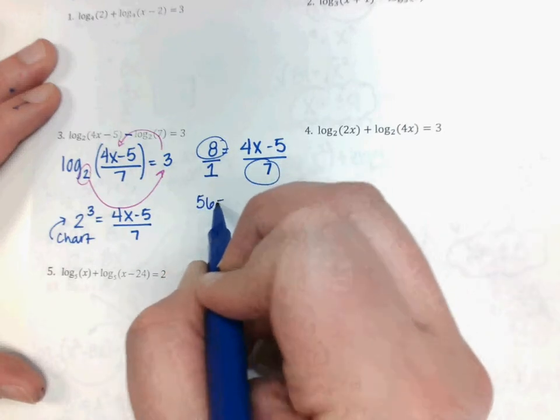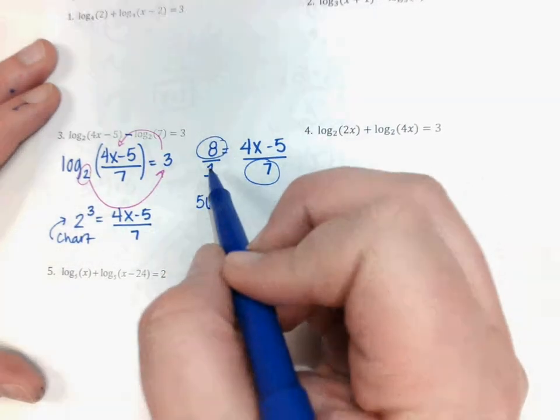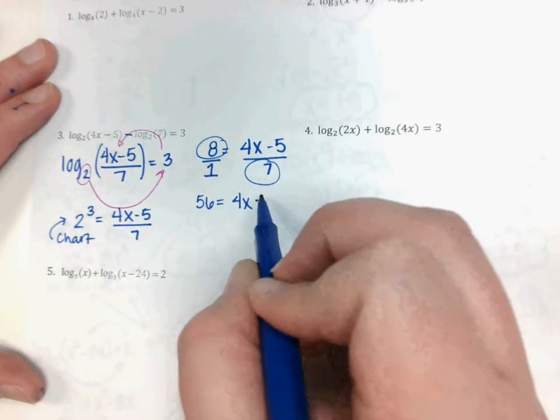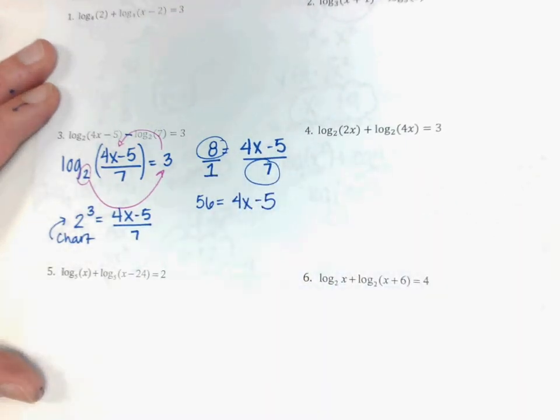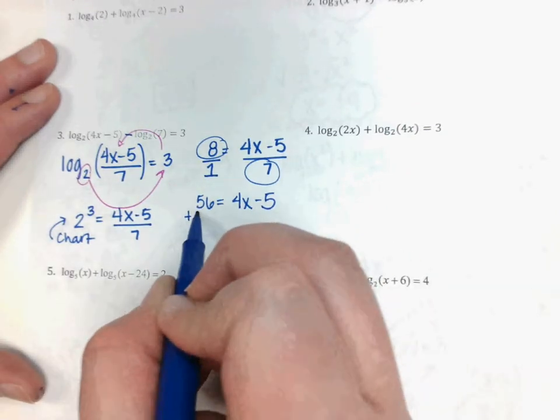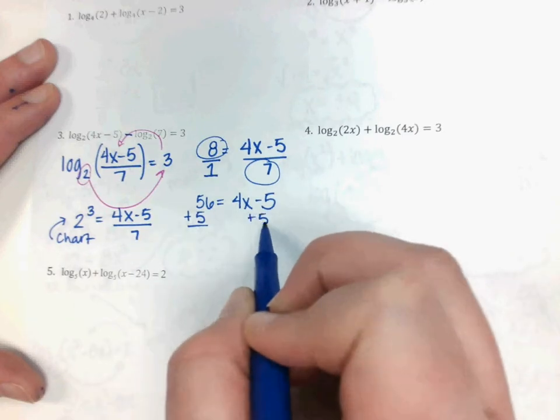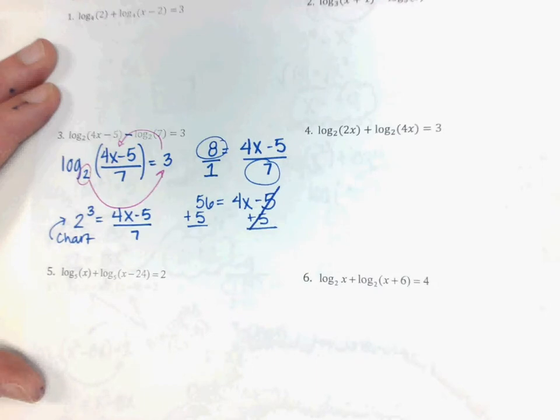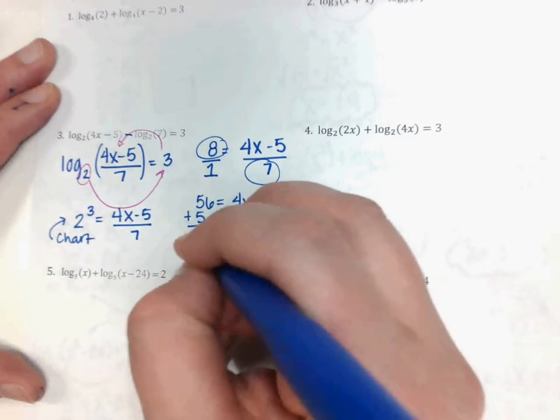56. And then on the other side, what's 1 times 4x? What's 1 times minus 5? And then from there, just keep solving. So what do I do with the minus 5? Plus it across. Negative 5 plus 5 cross out. What's 56 plus 5? 61 equals 4x.